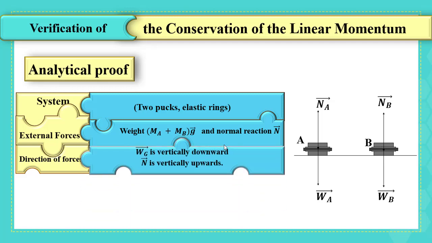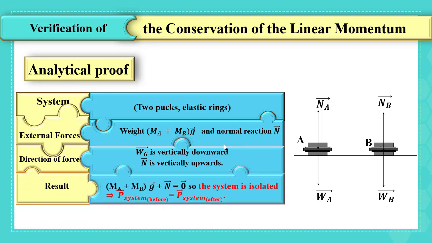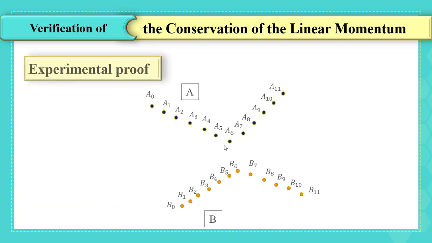What's the result then? If we add these two forces, the answer is the zero vector, so the system is isolated. Then the linear momentum of the system before collision is equal to the linear momentum of the system after collision. Be careful that these steps are important to you in solving some problems.